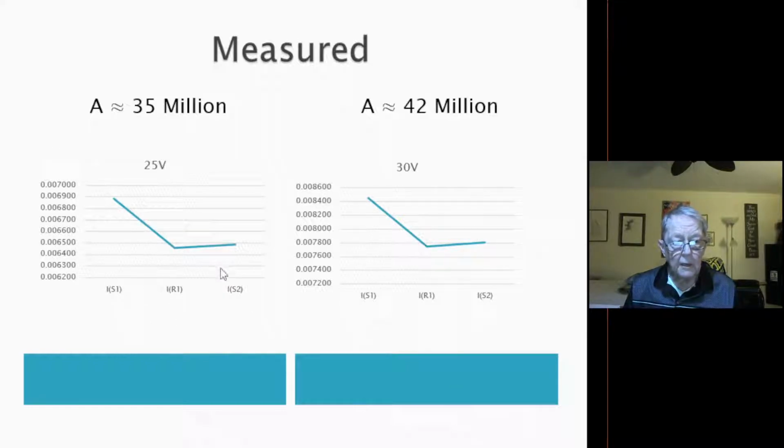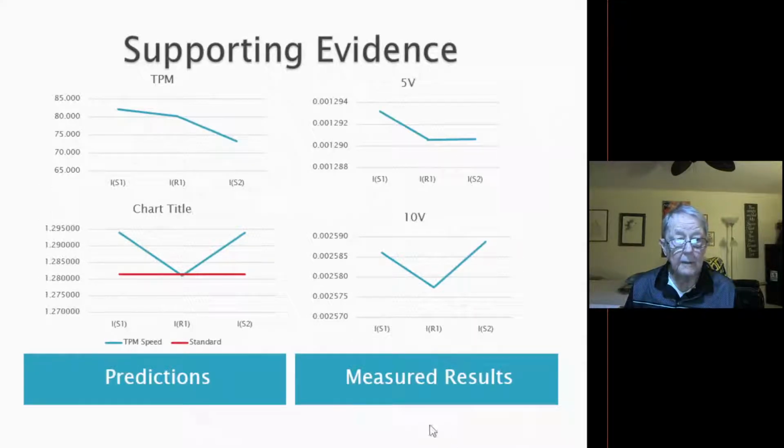It looks like it tends to flatten out here, and I haven't analyzed that yet. There's a lot of analysis I have to do. The whole point is you look at those 6 curves and you compare them to the predicted model. Here's the prediction. TPM without speed. Standard is the red, and this was the prediction.